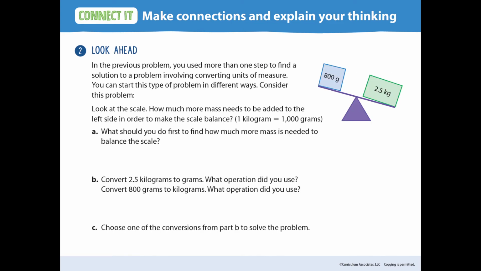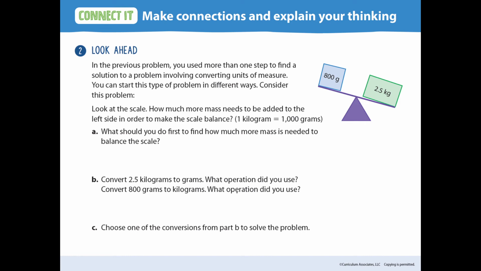Look ahead. In the previous problem, you used more than one step to find a solution to a problem involving converting units of measure. You can start this type of problem in different ways. Consider this problem. Look at the scale. How much more mass needs to be added to the left side in order to make the scale balance? Remember, 1 kilogram is equal to 1,000 grams.